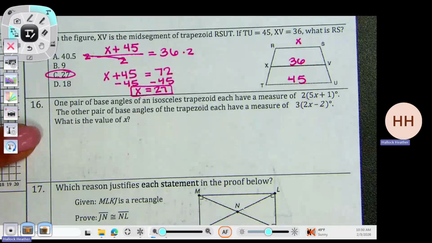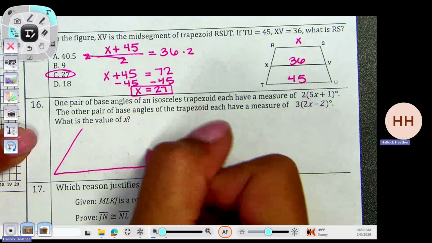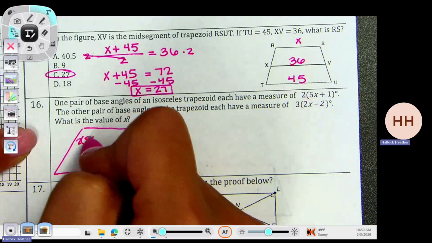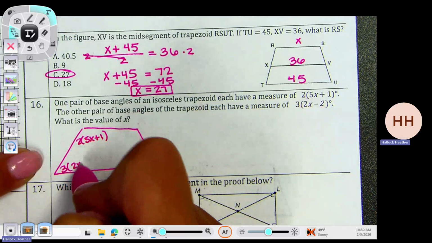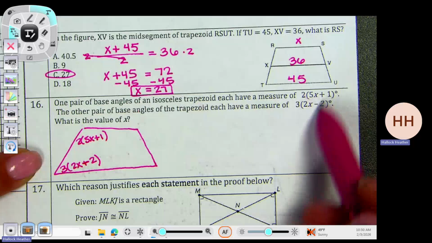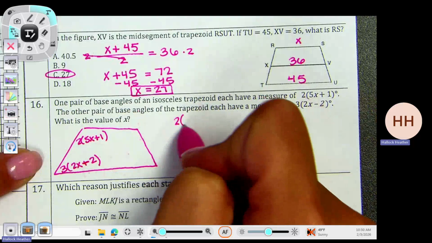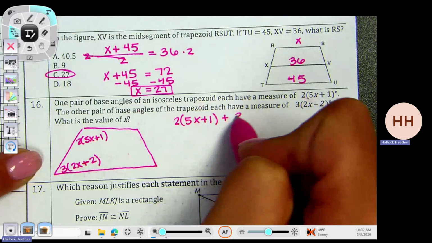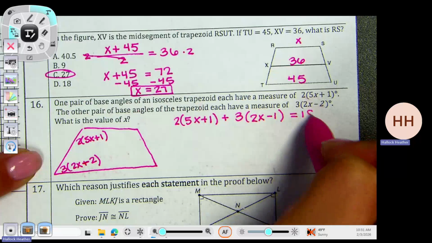Number 16 is just like number 11. It says one pair of base angles is 2 times (5x plus 1). One pair is 3 times (2x minus 2). We're going to add them and set it equal to 180. So 2 times (5x plus 1) plus 3 times (2x minus 1), and it's equal to 180.